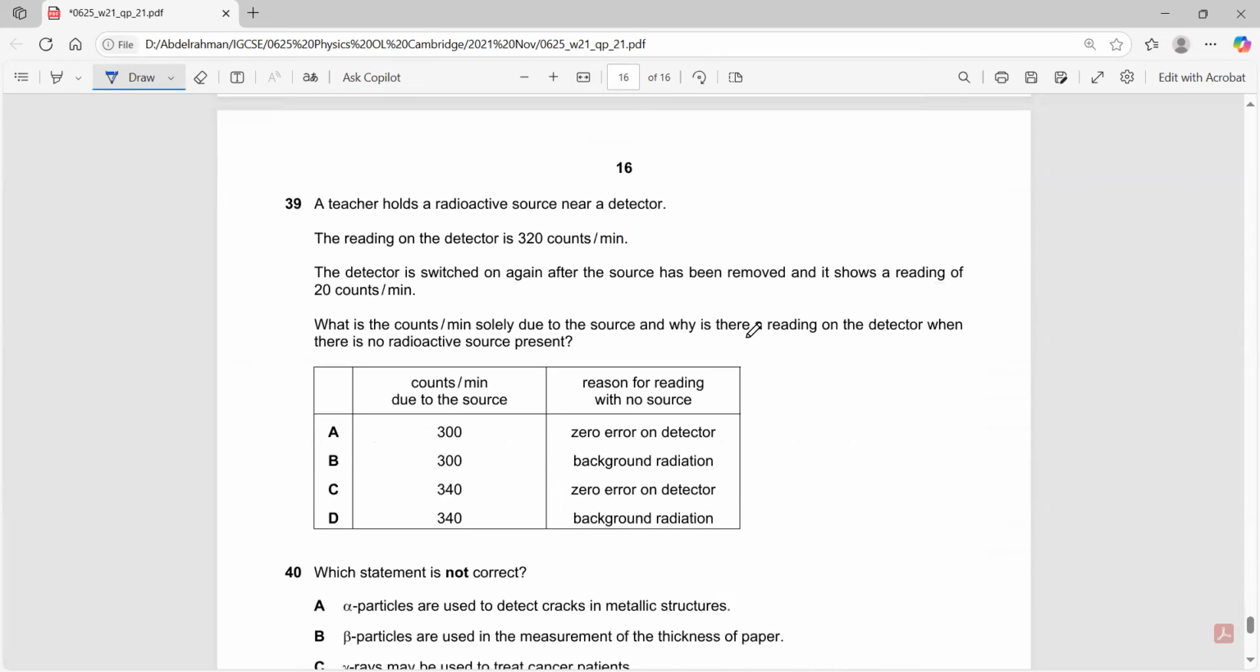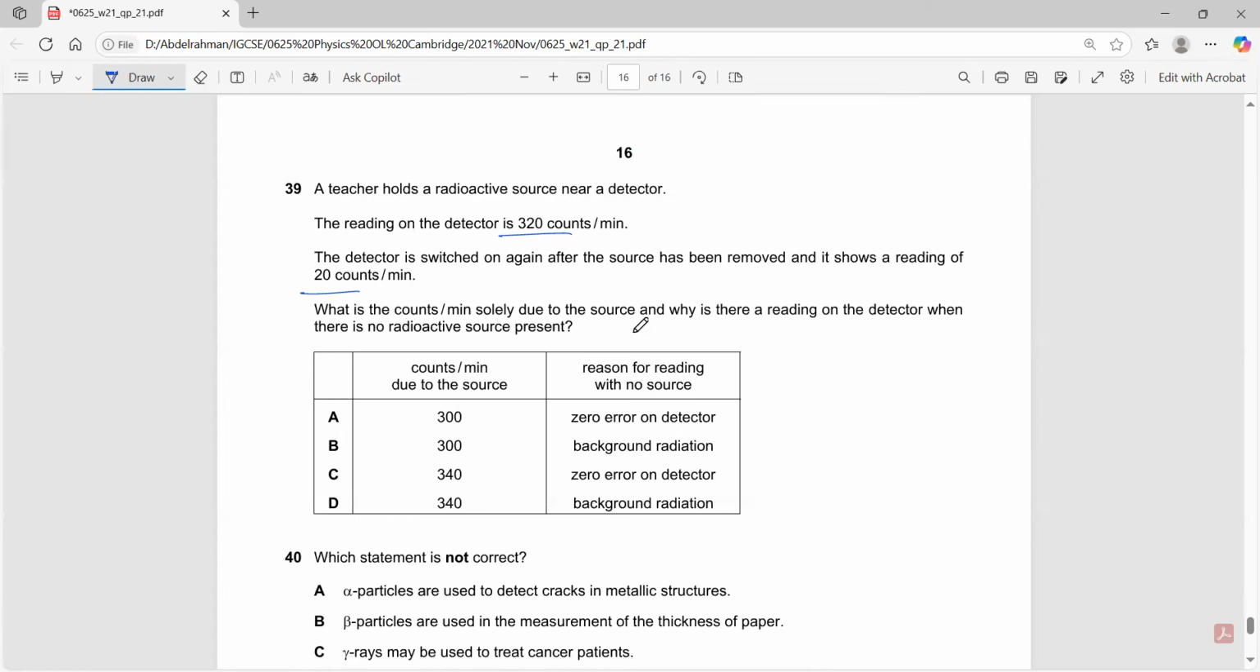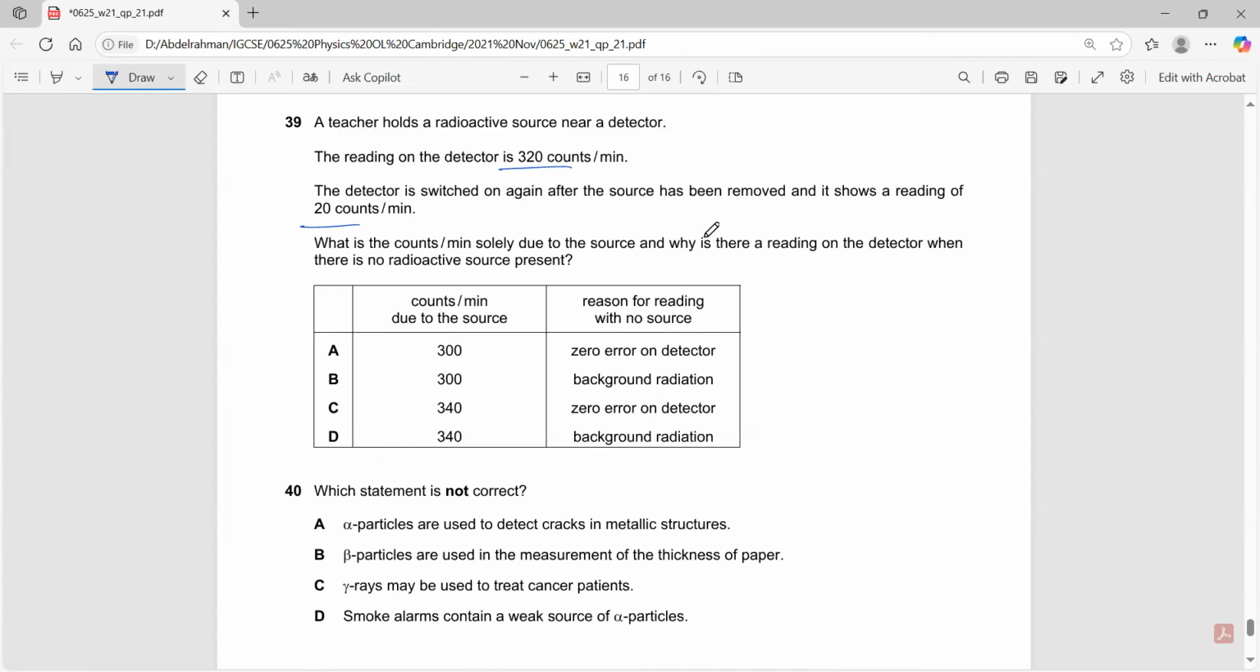Teacher holds a radioactive source near a detector. The reading on the detector is 320 counts per minute. The detector is switched on again after the source has been removed and shows a reading of 20 counts per minute. What is the counts per minute solely due to the source? Due to the source, it is 300. Why? Because you have a background radiation of 20.